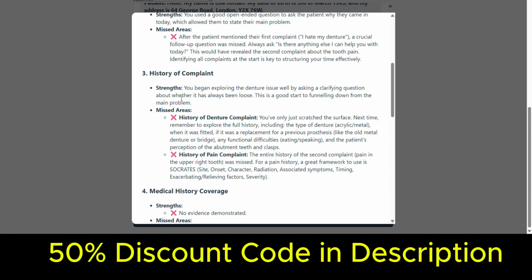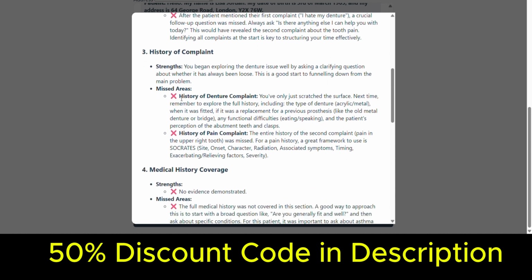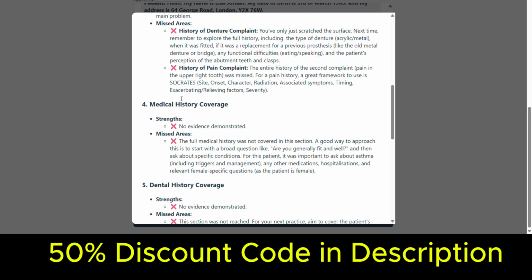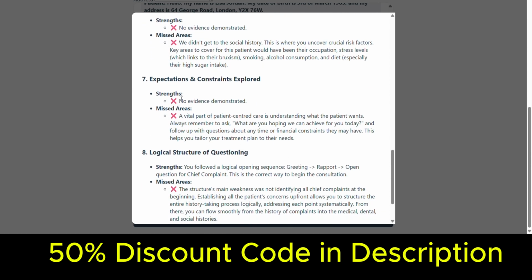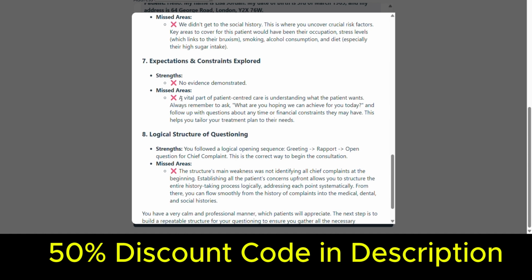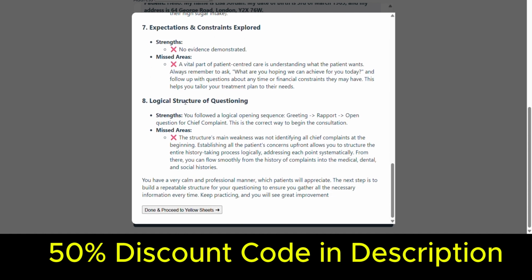History of the complaints, again, exploration of the complaints. Medical history I didn't take, dental history I didn't take, social history I didn't take, expectations and constraints, again, I didn't take anything. And this is the logical structure of the questioning. So basically how you are speaking, whether you are holding a natural conversation with the patient. So done, and proceed to yellow sheets.